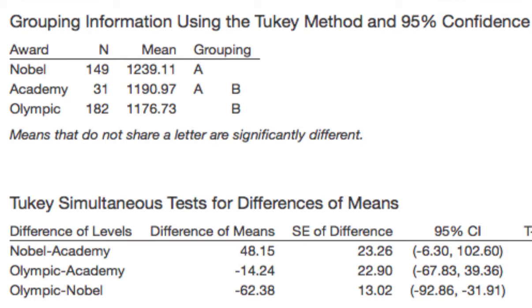Nobel and Academy both belong in group A. Academy and Olympic both belong in group B. So these pairs are not significantly different.